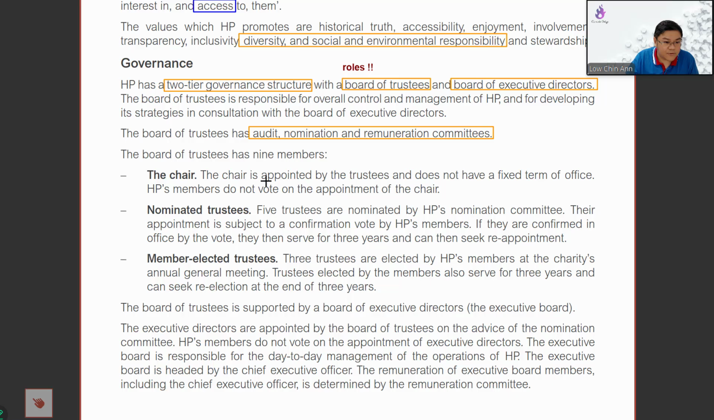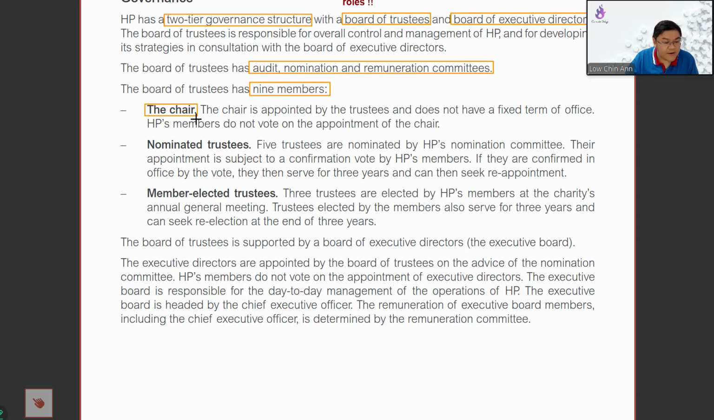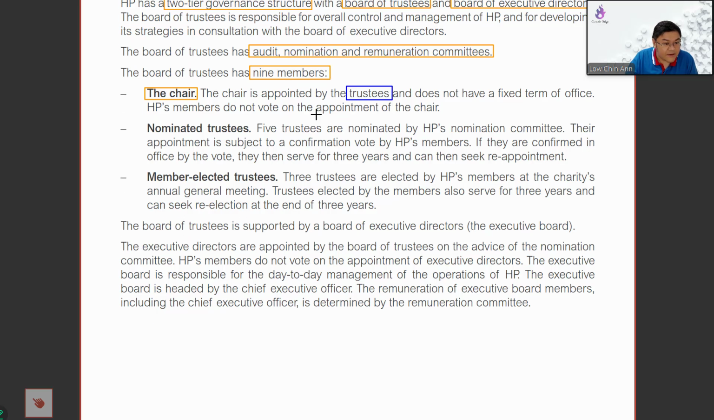So typically, they have 9 members. There's a chair. The chair is appointed by the trustees and does not have a fixed term. The HP members do not vote on the appointment of the chair. So the trustees themselves will decide who will be the chair. Then there are nominated trustees. 5 trustees are nominated by the nomination committee. Their appointment is subject to a confirmation vote by the members.